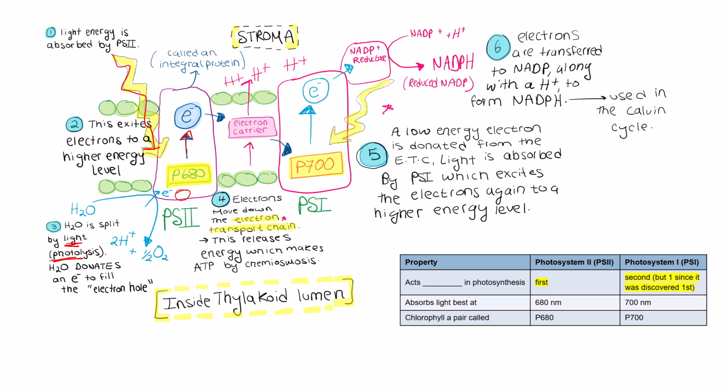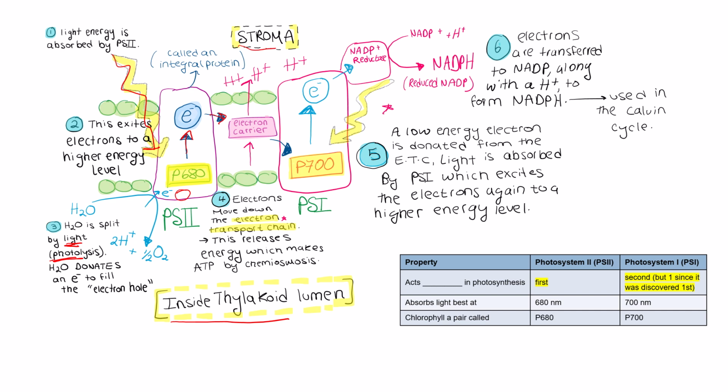And then the electron is going to transfer through the electron transport chain, which is a series of proteins including plastoquinone. However, for A level, all you need to know is that it's just going to go through the electron carriers. So electrons are going to move down the electron transport chain. This releases energy, which makes ATP by a process called chemiosmosis. Remember, this side is inside the thylakoid lumen, and this side is the stroma.